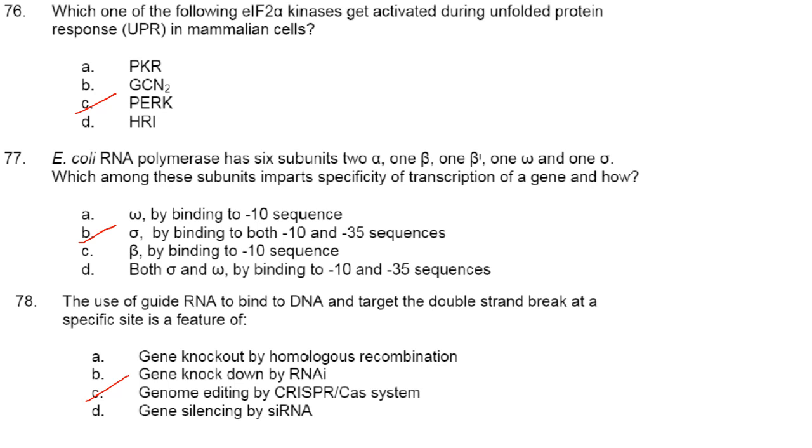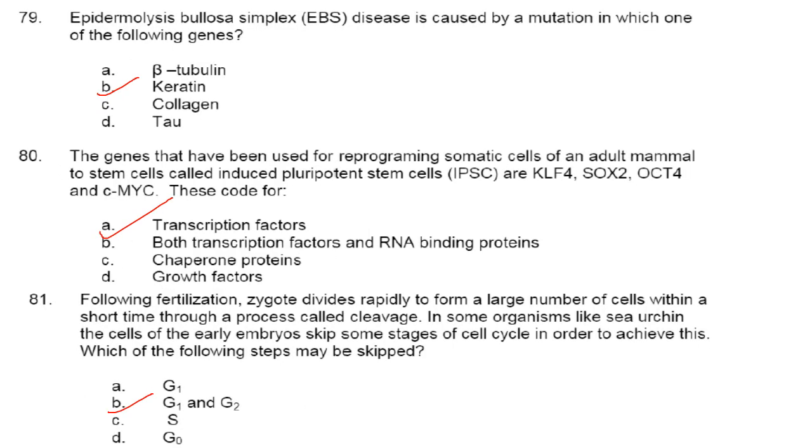Answer is option B. Then the use of guide RNA to bind DNA and target the double strand break at a specific site is a feature of genome editing by CRISPR-Cas system. Answer is option C. Then epidermolysis bullosa simplex disease is caused by mutation in which one of the following genes? It is keratin. Answer is option B.